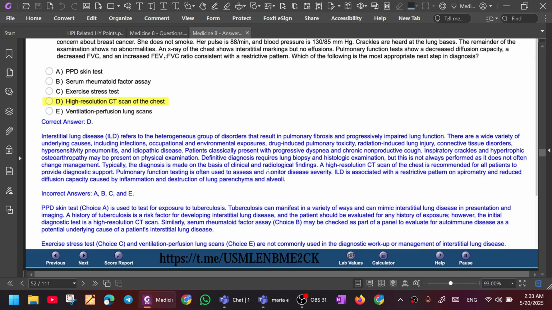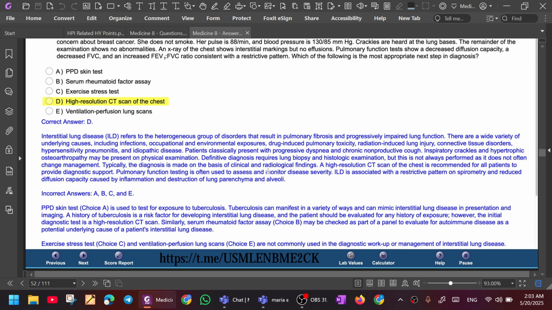Interstitial lung disease (ILD) refers to a heterogeneous group of disorders that results in pulmonary fibrosis and progressive impaired lung function. There is a wide variety of causes, including infections, occupational and environmental exposure, drug-induced pulmonary toxicity, radiation-induced lung injury, connective tissue disorder, hypersensitivity pneumonitis, and idiopathic. Patients classically present with progressive shortness of breath and chronic nonproductive cough. Inspiratory crackles and hypertrophic osteoarthropathy may be present on physical exam.